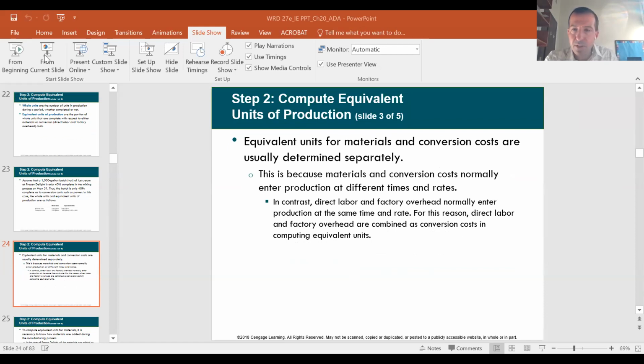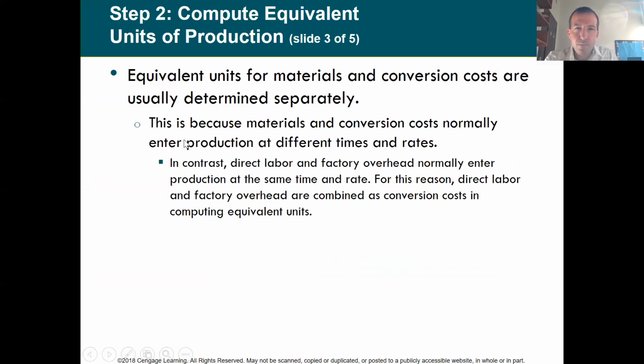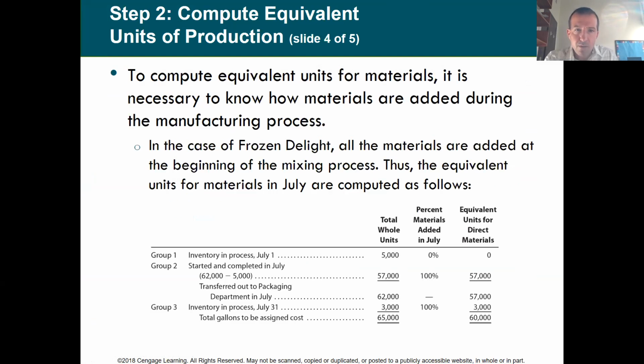Let me just do this so we can see this better. We talked about the units here. So here's the material side, right? Group one is the beginning balance. For group one, there are no equivalent units because the full percentage was realized the previous month.